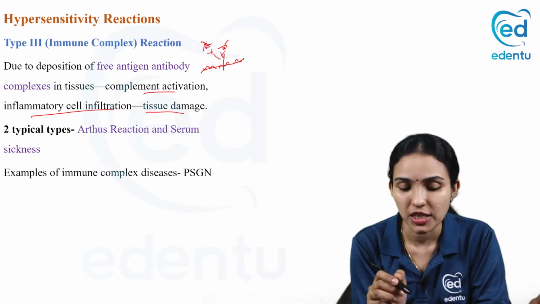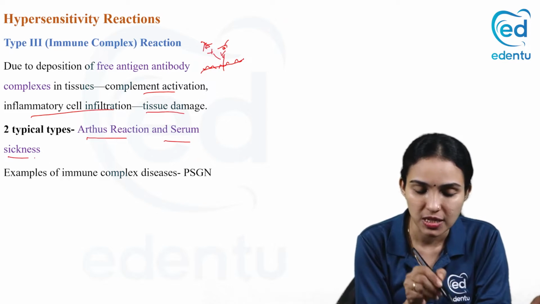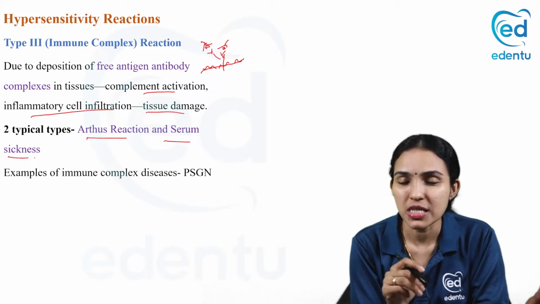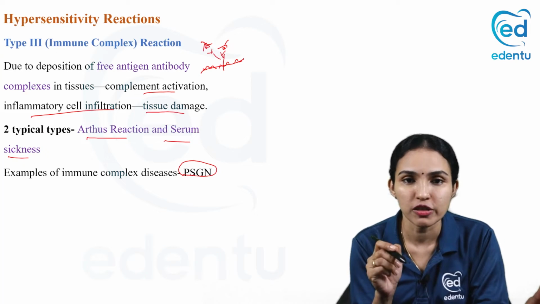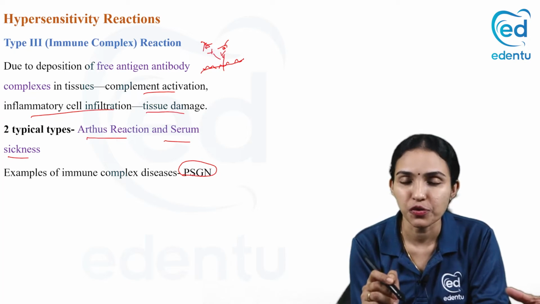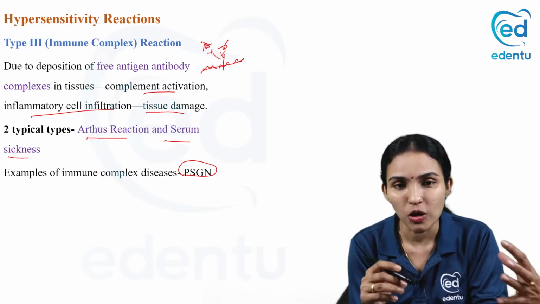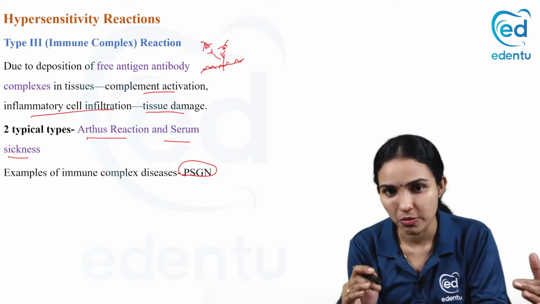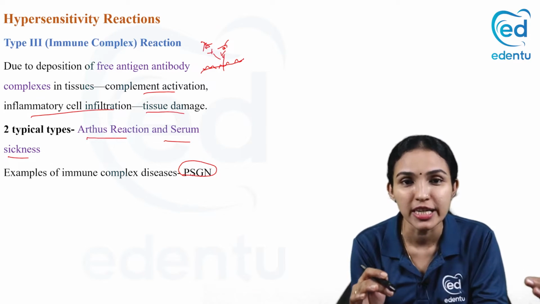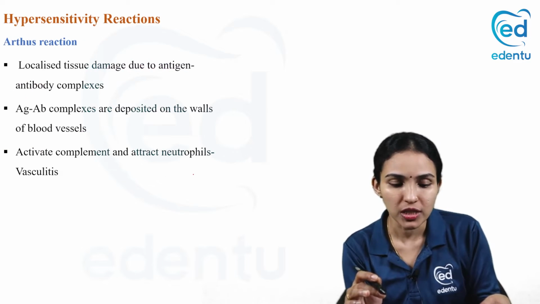There are two types of type 3 hypersensitivity reaction. One is Arthus reaction and the other one is serum sickness. Another example for immune complex disease is post-streptococcal glomerulonephritis, which we have learned about. In streptococcal infection, certain antibodies are produced against streptococcal antigens, and those complexes can get deposited on the glomerular basement membrane, which can elicit inflammation and destruction of the glomerular membrane, leading to glomerulonephritis. That is an example for type 3 reaction.